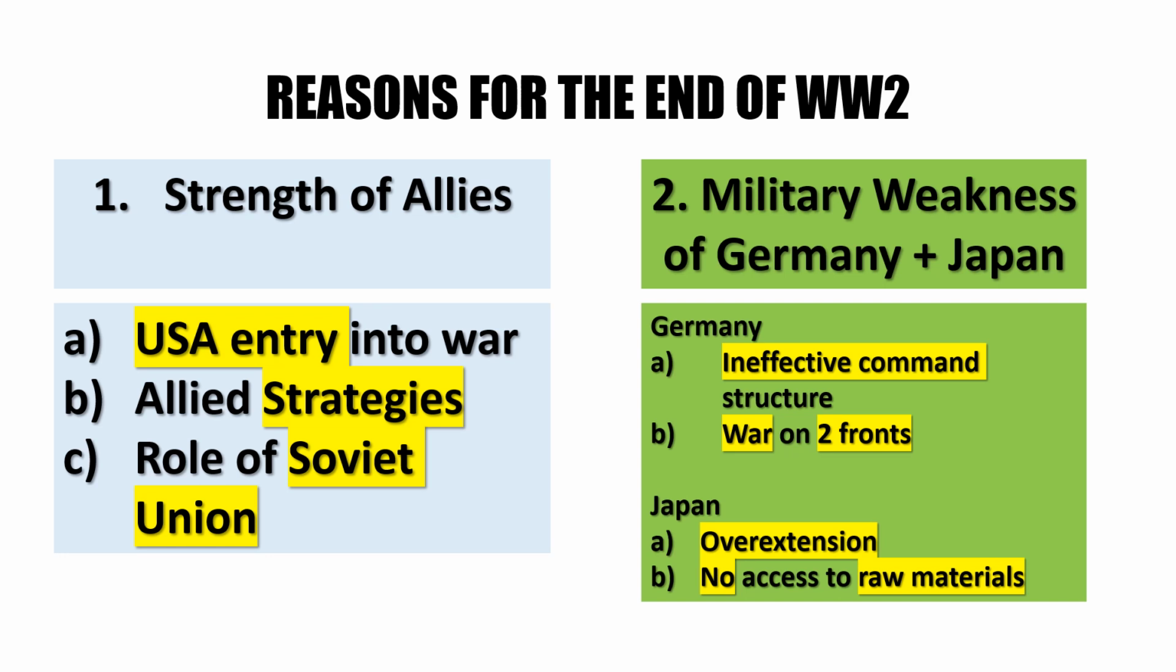So as I mentioned just now, under reasons for the end of World War II, it is divided into strength of the Allies as well as military weakness of Germany and Japan. Under strength of the Allies, there are subpoints: USA entry, Allied strategies, and the role of the Soviet Union. Whereas military weakness is about ineffective command structure in Germany, and the fact that Germany had to fight on two fronts, whereas for Japan, it is about overextension and no access to raw materials. Always remember, these are all the factors, but when you link back, you must always ask yourself, how do these factors contribute to the reasons for the end of World War II?